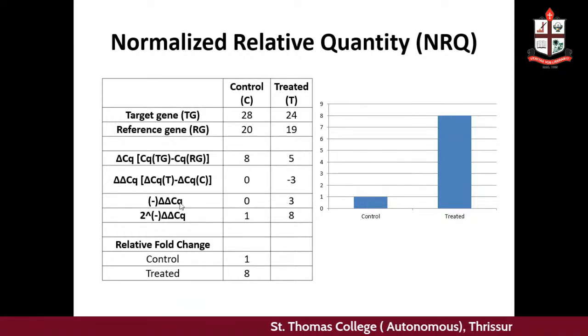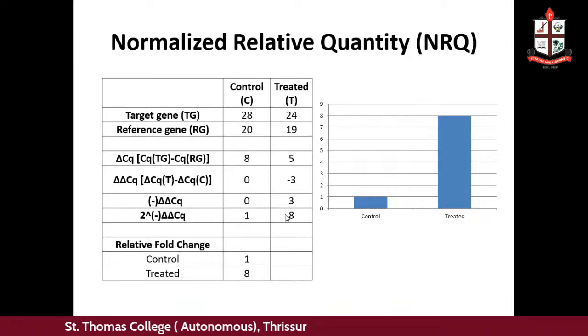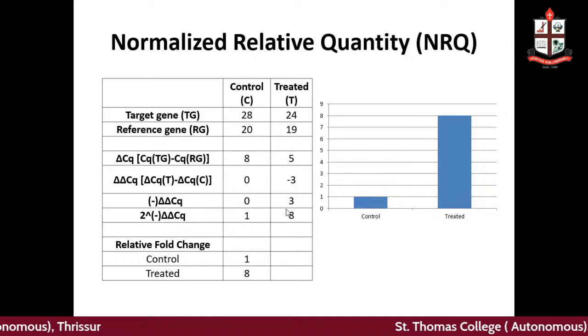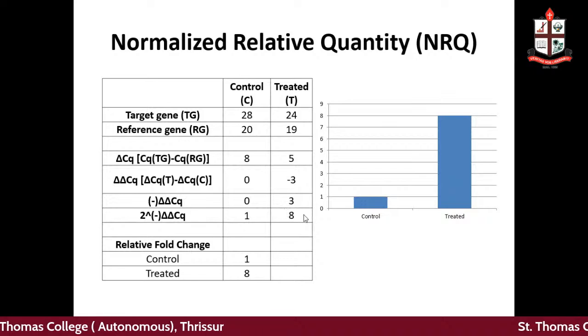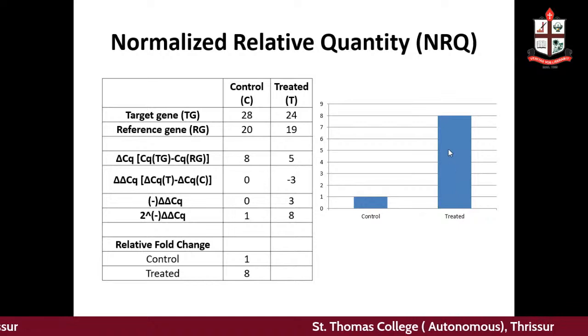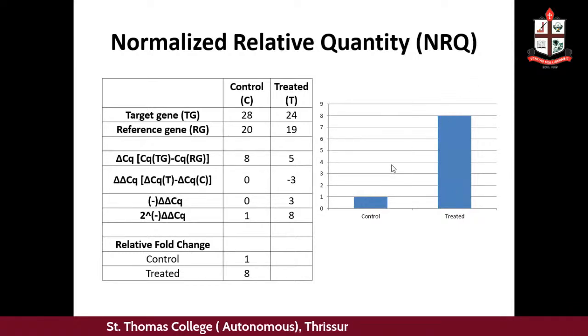So for that we have to calculate 2 raised to minus delta delta CQ, and that is 2 raised to 3, that is 8. So your treated has 8-fold more expression of that gene compared to your control. So that's the final inference from the study. And in a histogram it will look like this. Your treated has 8-fold more expression for that particular gene compared to your control.